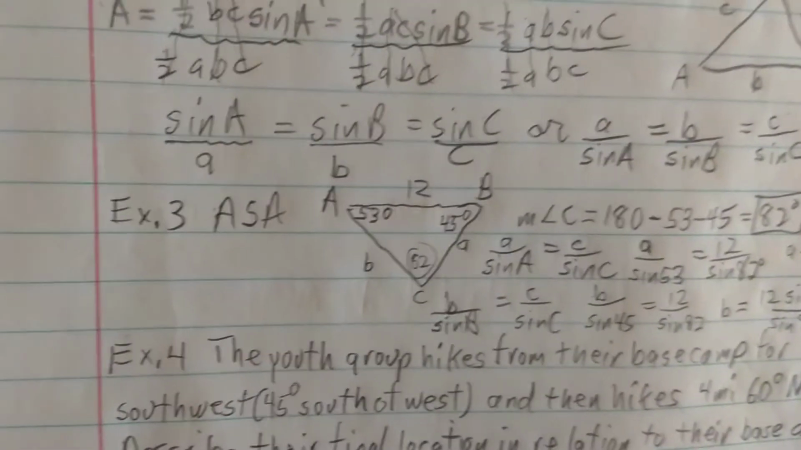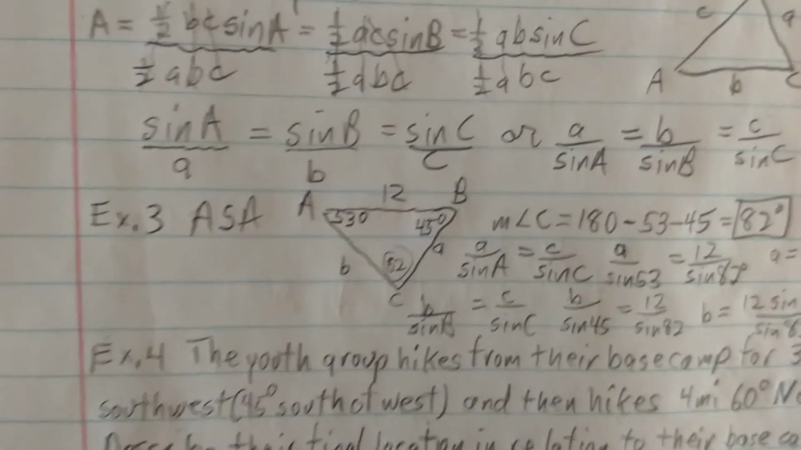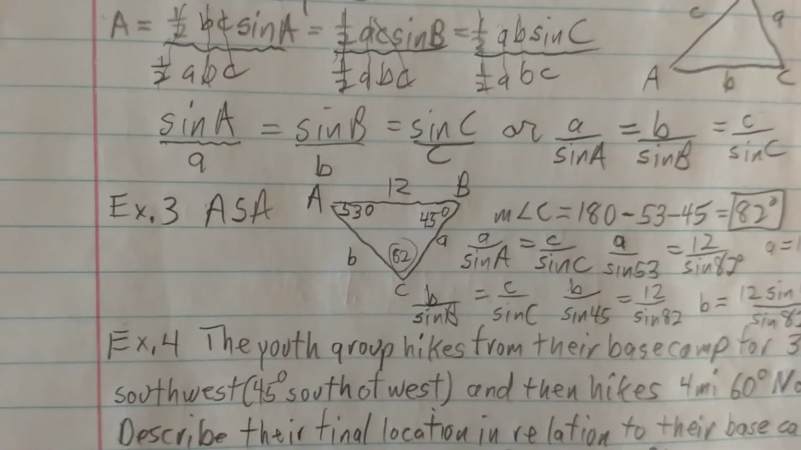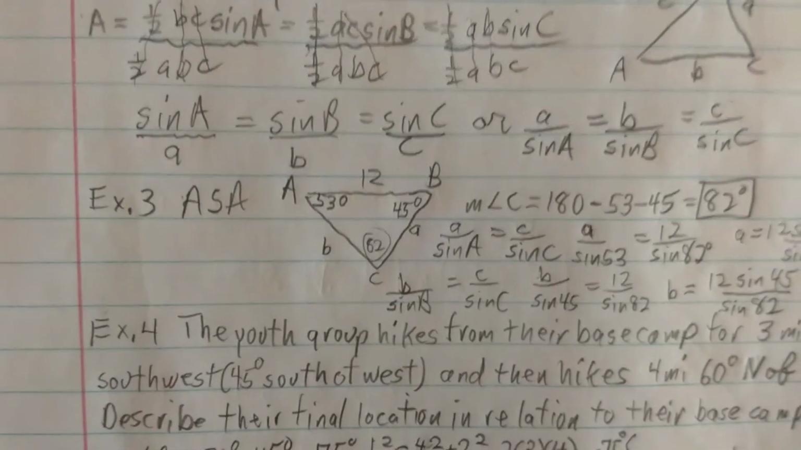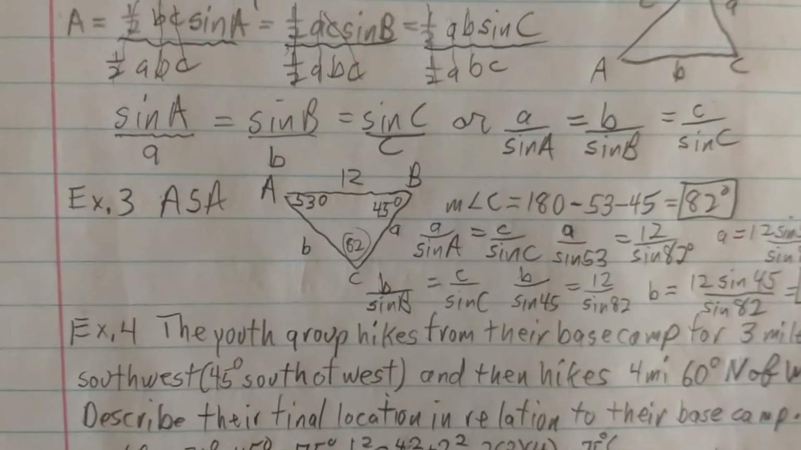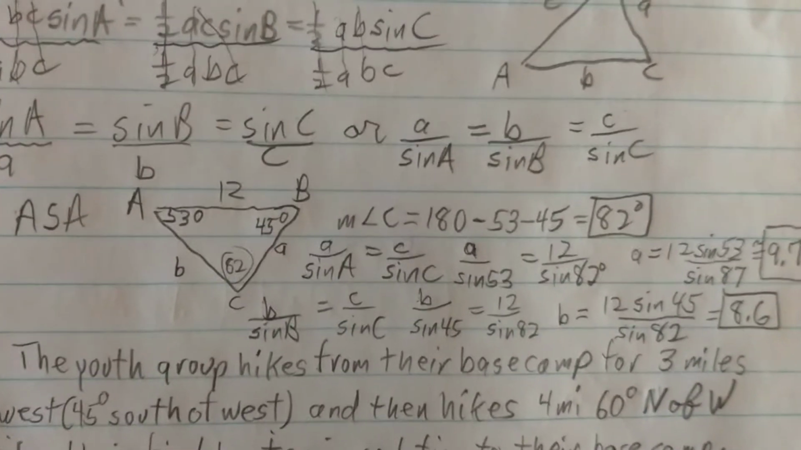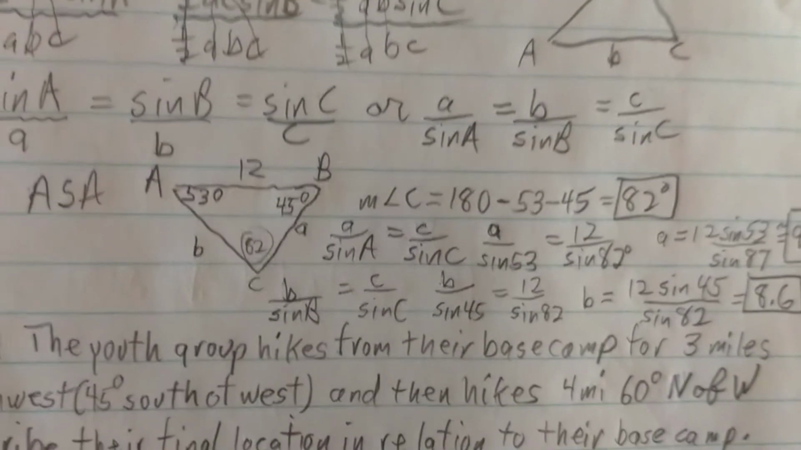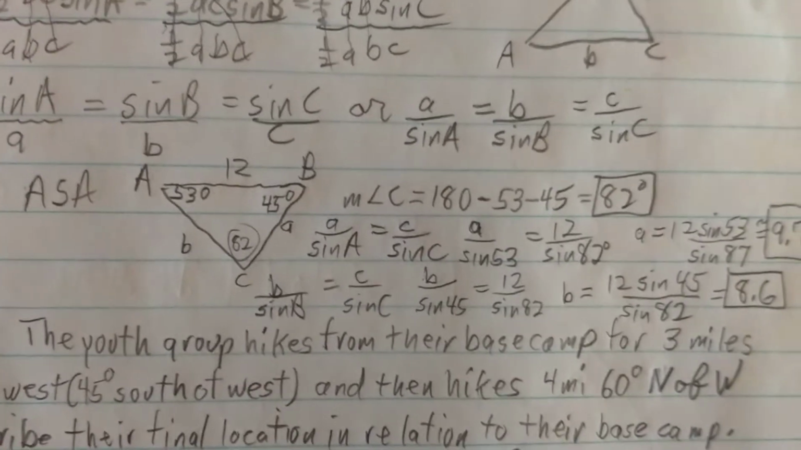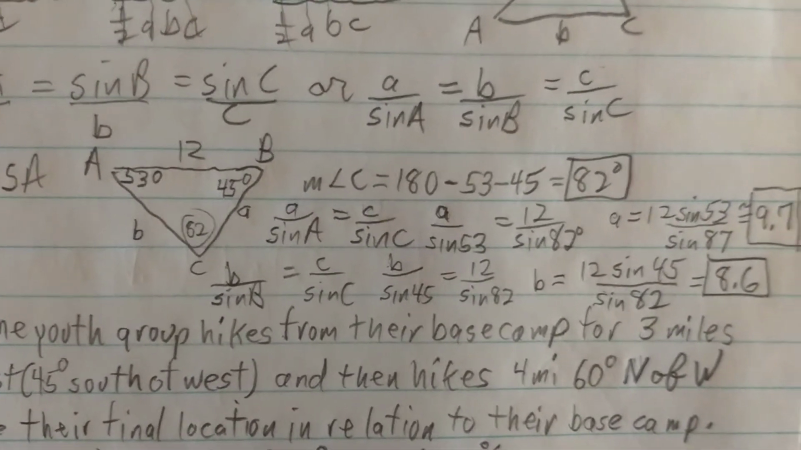So that's the basic form of the law of sines: sine A over side a, sine B over side b, and sine C over side c. Or if you want to solve for a side, you can take the reciprocal of everything and do a over sine A equals b over sine B equals c over sine C.